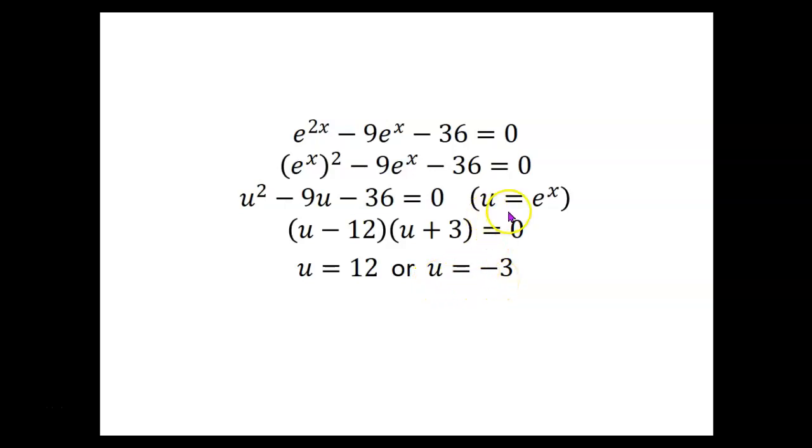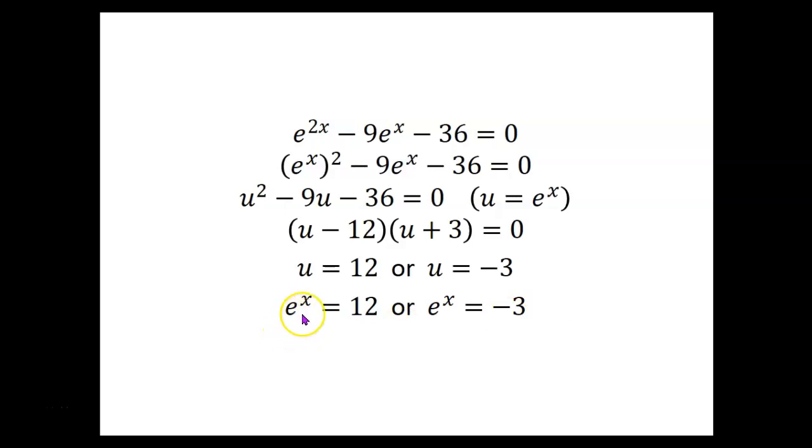But remember, u is really e to the x in disguise. When I make a substitution, I like to use the letter u because u reminds me you better remember to unsubstitute. So now I'm going to rip the mask off the u and see that that's really e to the x equals 12 or e to the x equals negative 3.